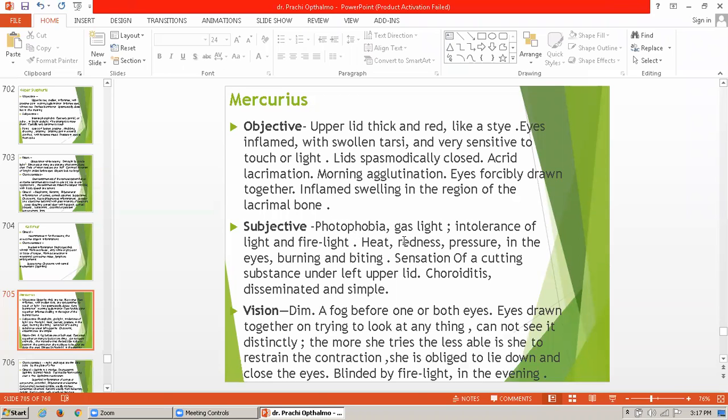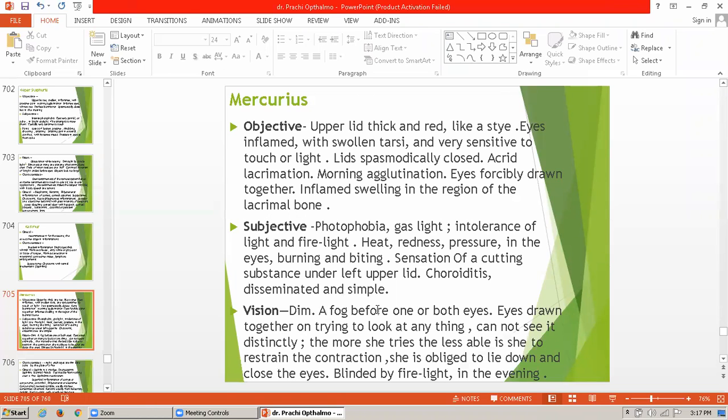Subjectively, photophobia, intolerance of gaslight, light and firelight. There is heat, redness, pressure in the eyes with burning and biting. There is a sensation of a cutting substance under the left upper lid, with choroiditis, disseminated and simple. So remember, mercury is useful in simple and disseminated choroiditis.